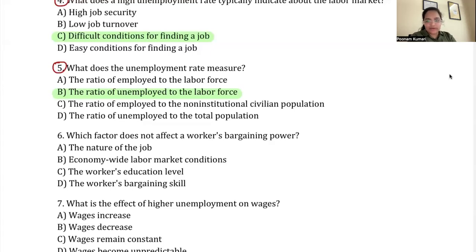So out of all the options that are given, nature of job definitely impacts. Economy wide conditions definitely impact. Education level affects your skills, so they also affect how skilled a worker is, right? And then D part, workers' bargaining skills. No, ma'am. It won't.